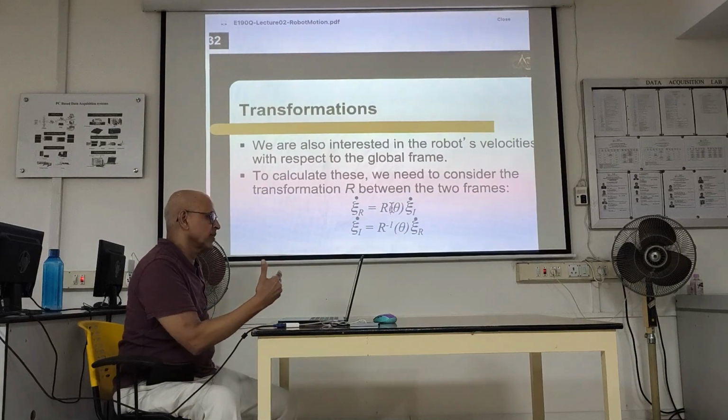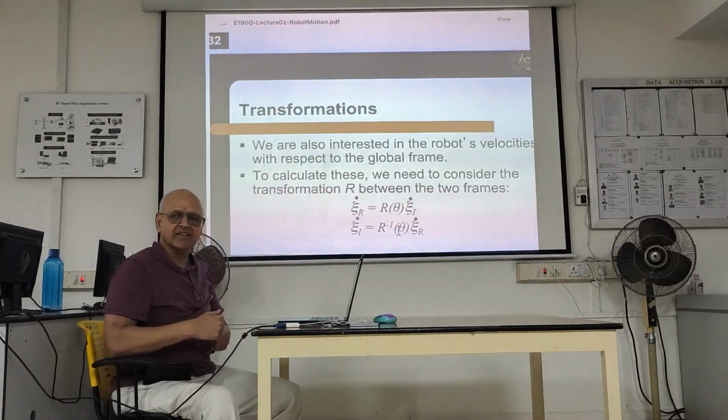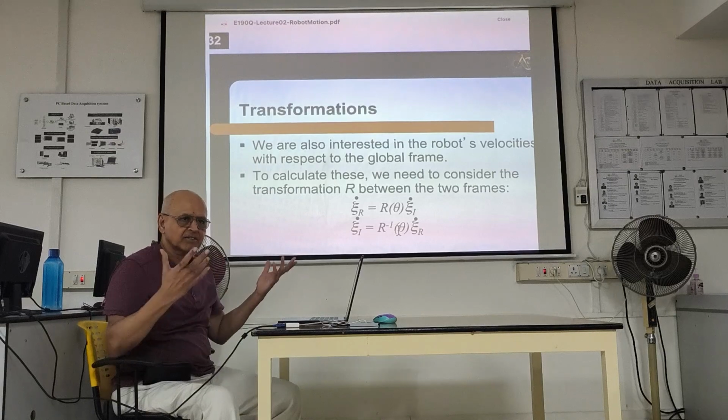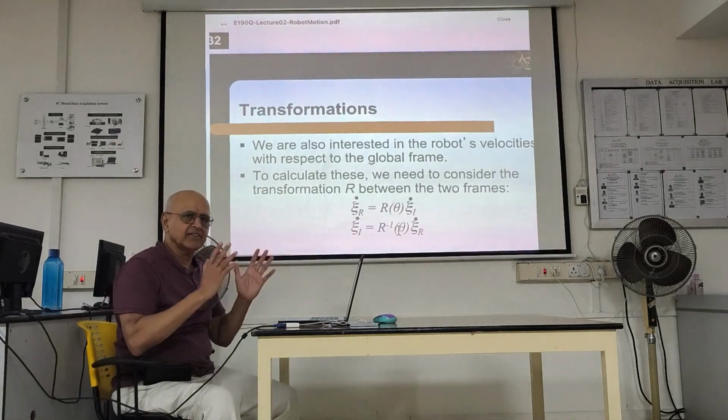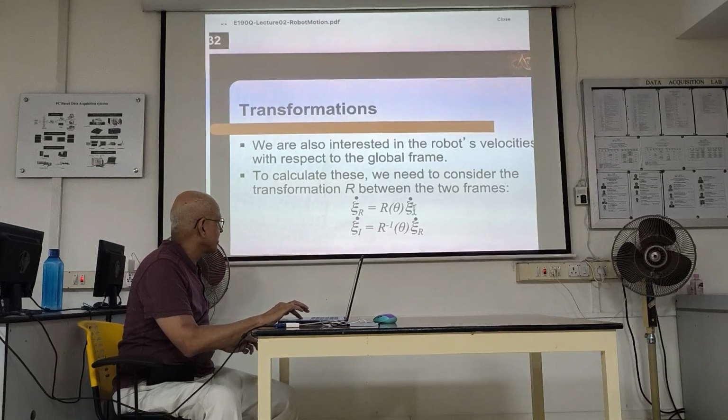It depends on which direction you want to go. If you want to go from the world to the robot axis, it's R theta. If you want to go the other way, it's R inverse theta. Why is one inverse theta, the other R? It's because somebody in robotics decided that this is the way it's going to be. R is assigned to going from world frame to local frame, and R inverse is the other way around. One is the inverse of the other.